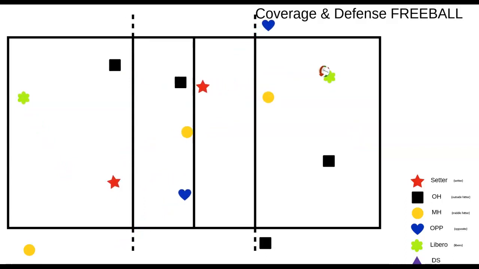So where that free ball went is exactly where our setter was standing, and this is the premier area to free ball, because it is incredibly hard to pick up. And that's why we always say split the court.